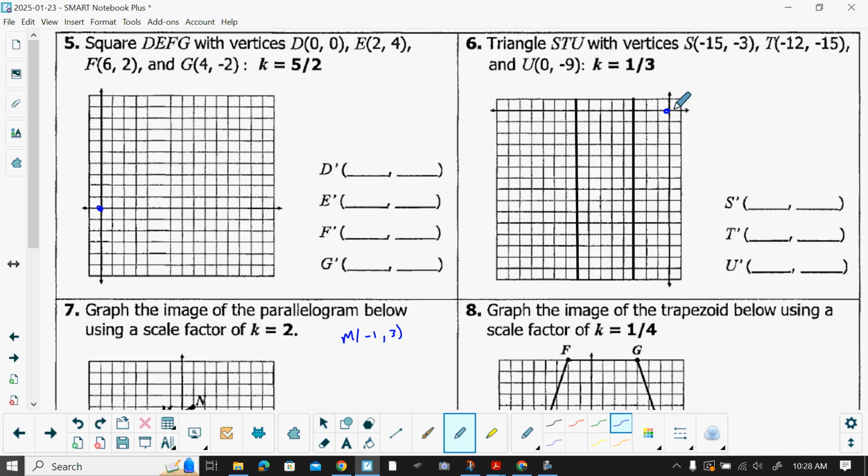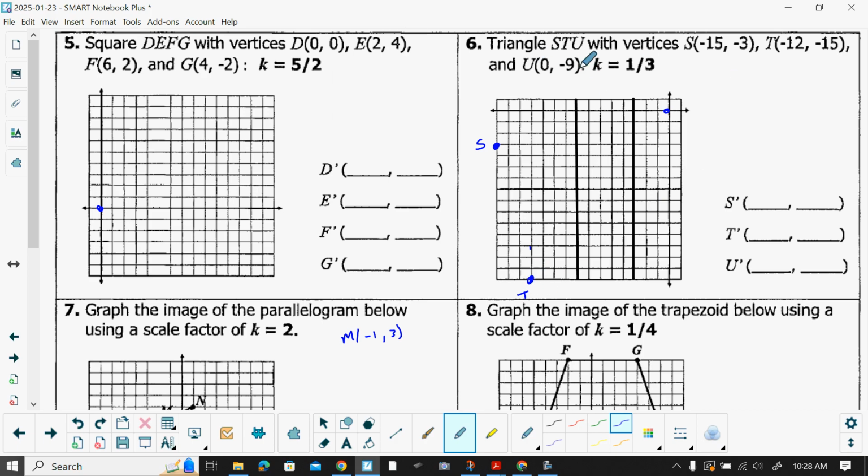So S, negative 15, negative 3, we're starting here. 1, 2, 3, 4, 5, 6, 7, 8, 9, 10, 11, 12, 15. Then 1, 2, 3, negative 3. So there's S. T, negative 12, negative 15. So 15, 12, negative 15. 1, 2, 3, 4, 5, 6, 7, 8, 9, 10, 11, 12, 13, 14, 15. So there's T.